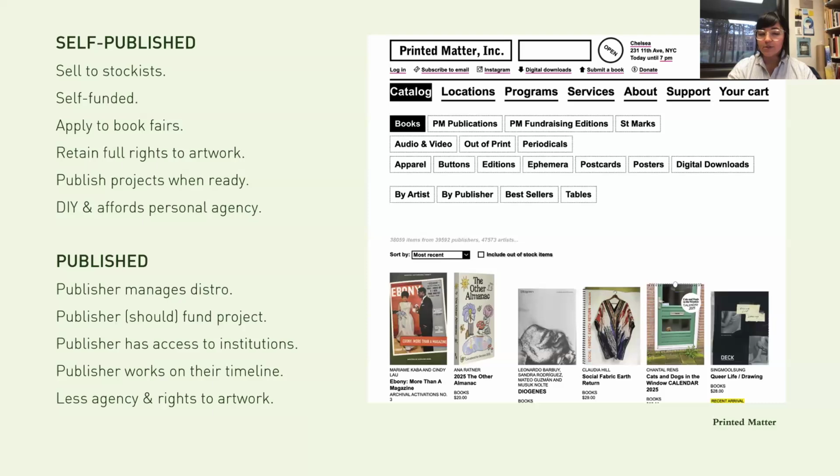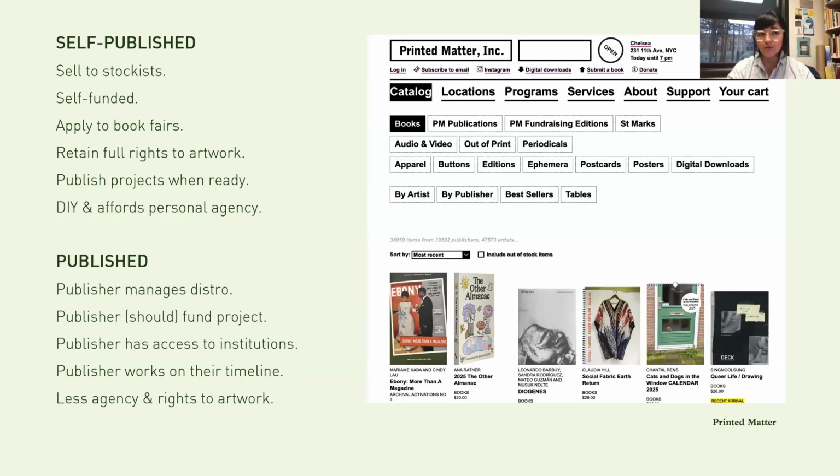You retain full rights to your artwork when you self-publish. So for those of you thinking about copyright or royalties or anything involving the rights to your work, self-publishing involves a lot of agency in maintaining the rights to your work. You also get to publish your projects when you're ready.